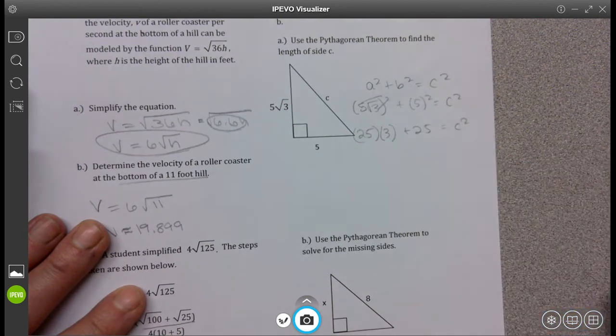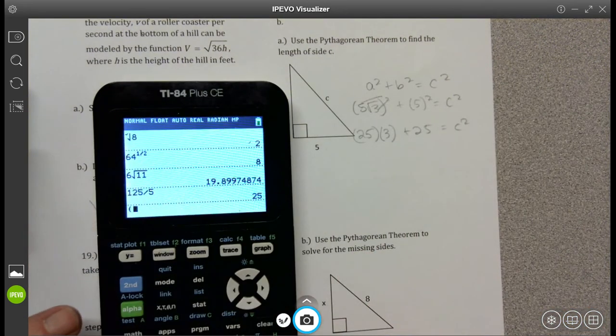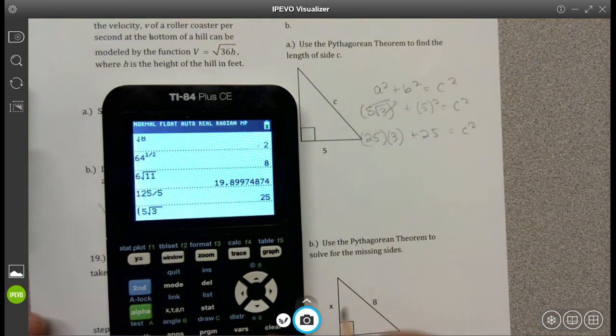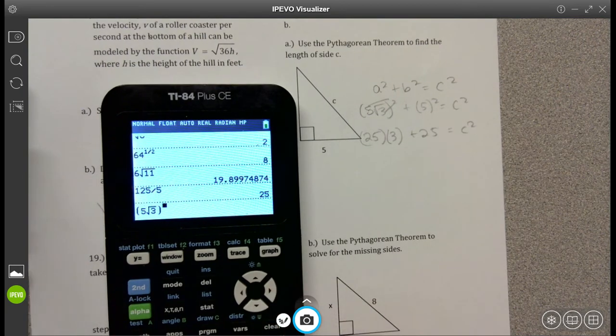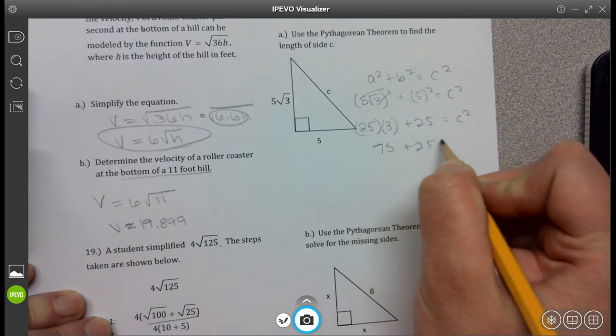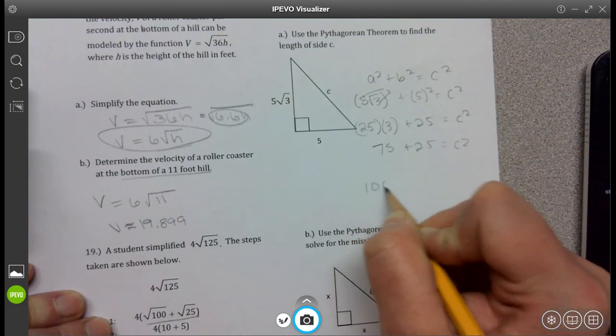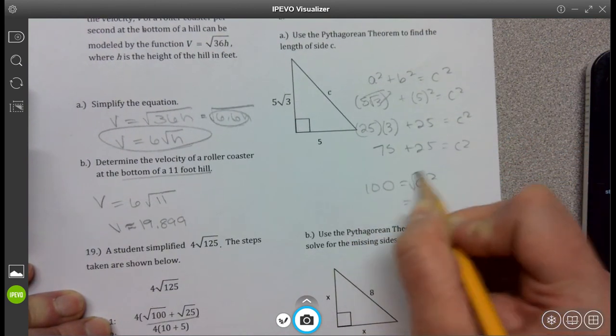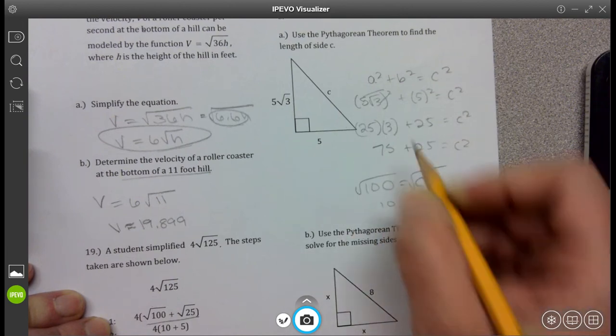If you're like, I wouldn't have done that, well, then put it in your calculator. What is 5 square root 3? Close parentheses, squared. It's 75. 75 plus 25 is 100. 100 is c squared, therefore c is 10.